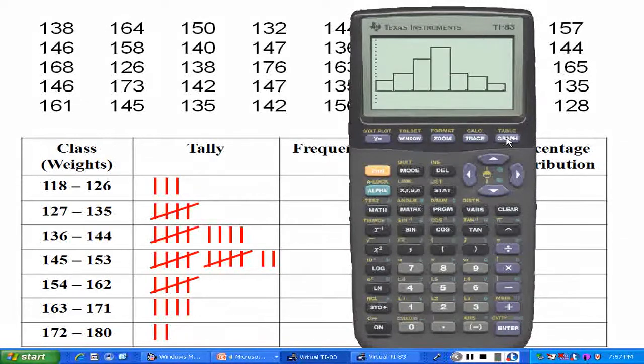Press graph. Now how many classes did we have? You had how many classes? 7. How many bars do you have? 7, right? Okay, now, isn't it easier to do it the other way? Well, the biggest reason for this is this. If you press trace, you will get your class frequencies right there without having to count numbers.